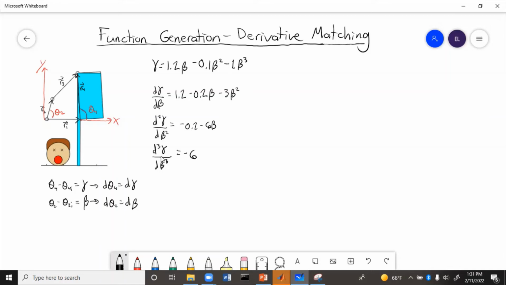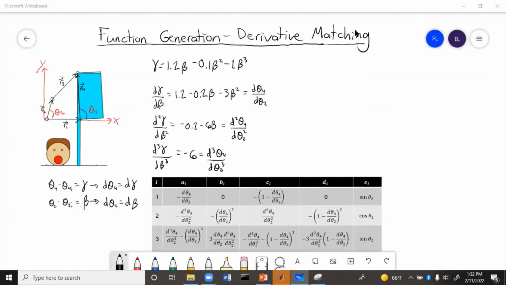Y'all remember that table we had to fill out? Well, since d theta 4 equals d gamma and d theta 2 equals d beta, then we can say that the first derivative is d theta 4 d theta 2. The second derivative is d squared theta 4 d theta 2 squared. And the third derivative is d cubed theta 4 d theta 2 cubed. Now that we have all those, we can put them in this table with the lowercase coefficients and calculate all of that stuff.